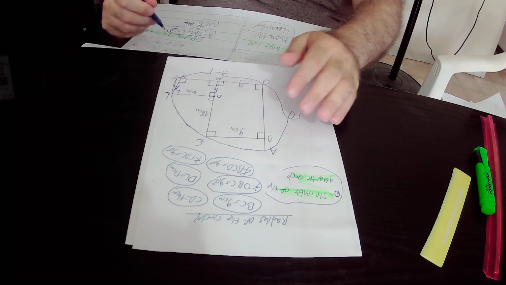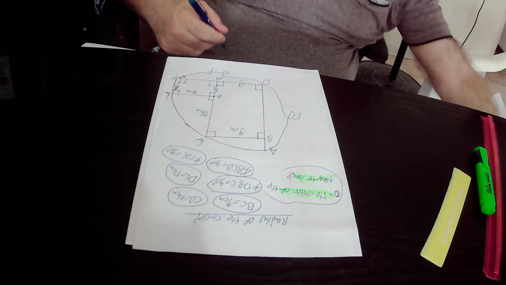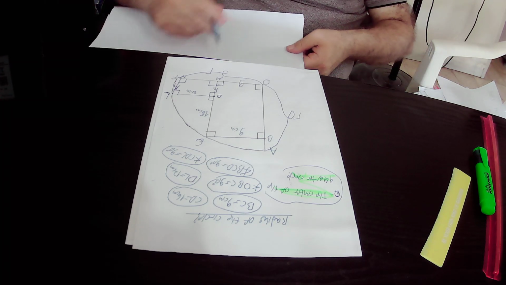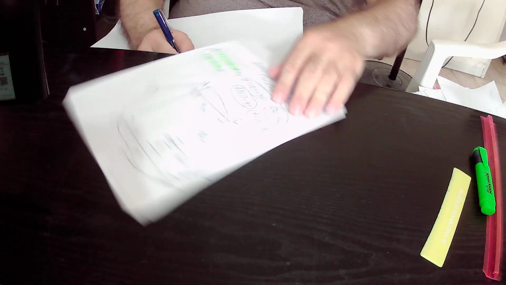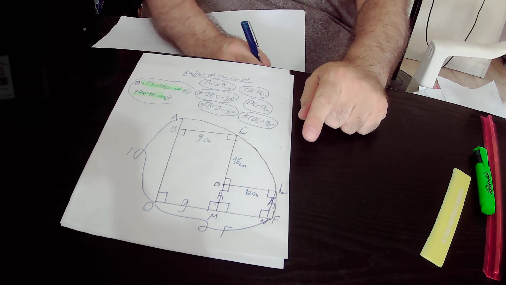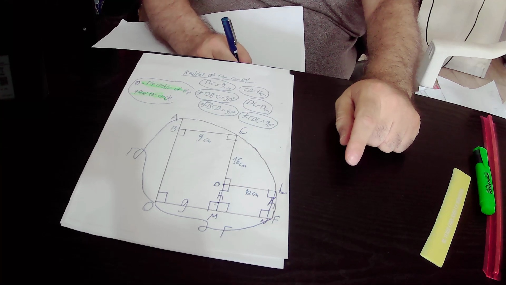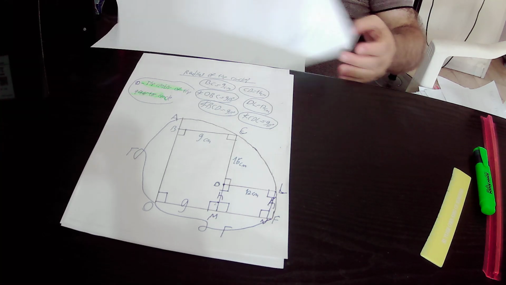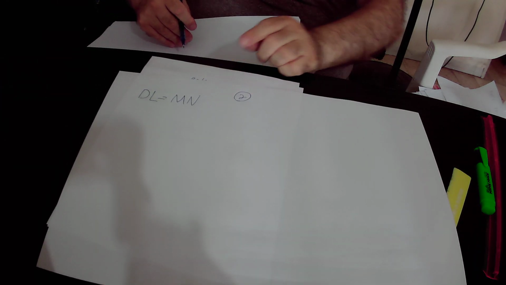Likewise, according to the same rule that the opposite sides of a rectangle are equal to each other, we'll get that in rectangle DLMN, side DL must be equal to side MN. I'll repeat again, in rectangle DLMN, side DL must be equal to side MN.